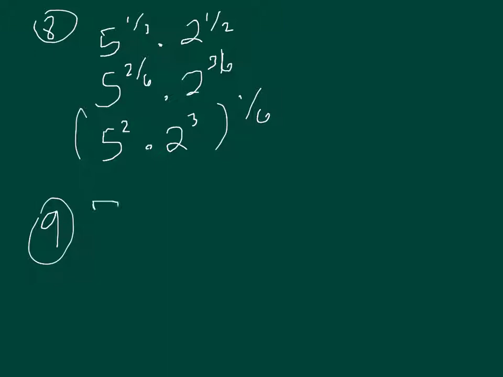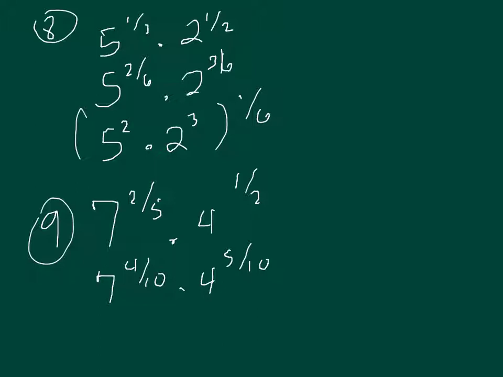And then you had 7 to the 2/5 in number 9 of the guided notes times 4 to the 1/2. This time 10 would be the common denominator. So you would have 7 to the 4/10, and you would have 4 to the 5/10. And that would be 7 to the 4th power times 4 to the 5th power, and then you're taking the 10th root, or to the 1/10 power. And you can simplify those. It only asks you to rewrite it as a single rational exponent, so they could stop there.